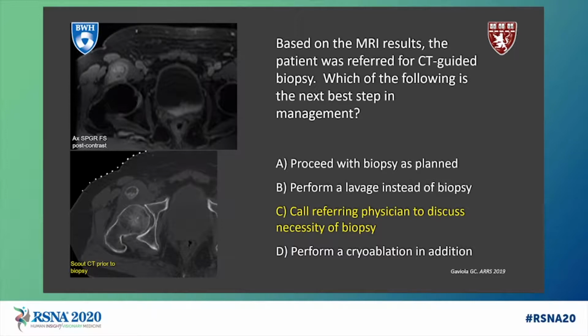Well, in this particular case, a CT scan shows that the soft tissue mass actually has a thick rim of peripheral calcification that appears well differentiated with the cortex and the medullary space. And thus, this is pretty diagnostic of myositis ossificans. Thus, it's important to call the referring physician to discuss the necessity of the biopsy because, under histological appearance, biopsy of myositis ossificans can actually be quite worrisome.